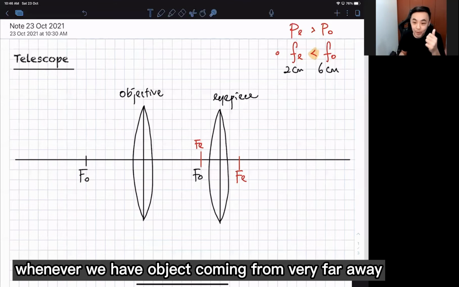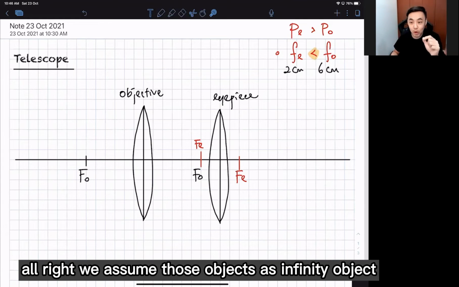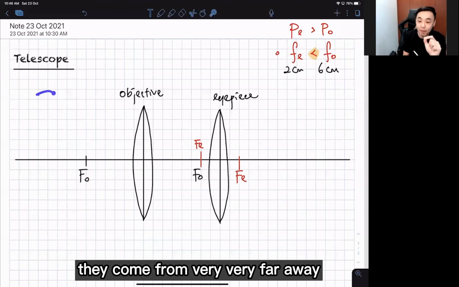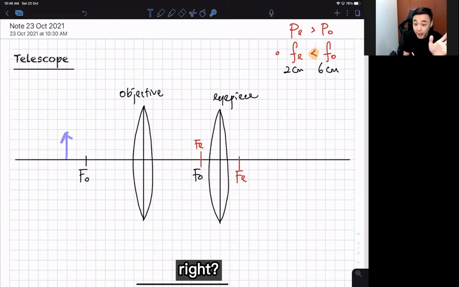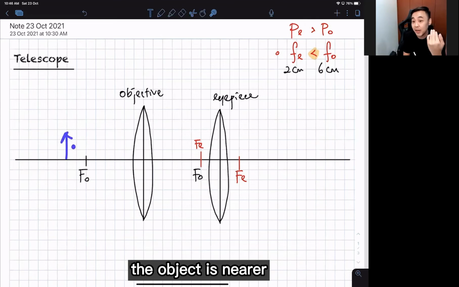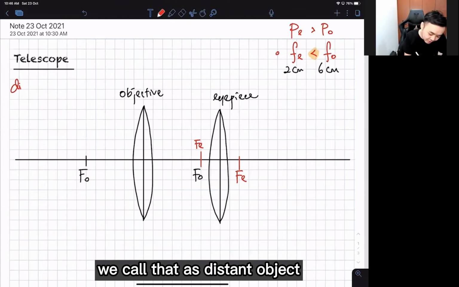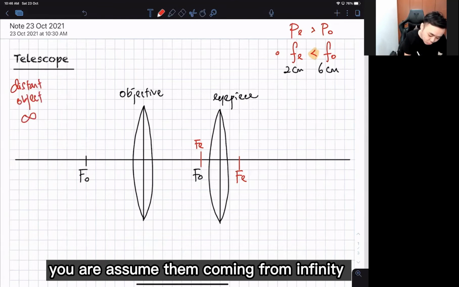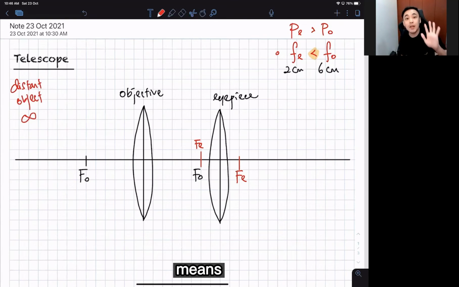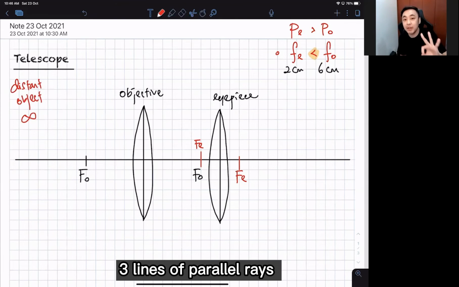So here's the thing. Whenever we have an object coming from very, very far away, we assume those objects as infinity objects. Means what? They come from very, very far away. Because normally when we draw a lens, we put an arrow to represent the object. Now that is if your object is nearer, right in front of the lens. But if it's very far away, we call that a distant object. Distant object, simple. That means you assume them coming from infinity. Means your object will be 3 lines of parallel rays.